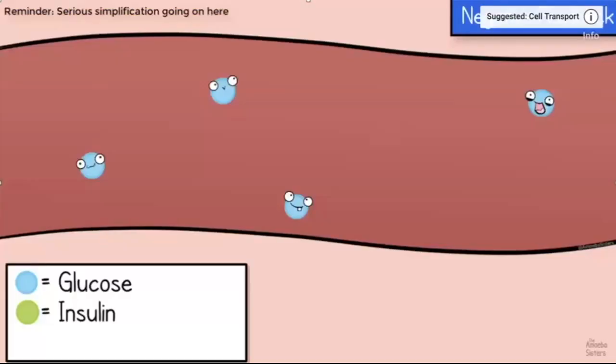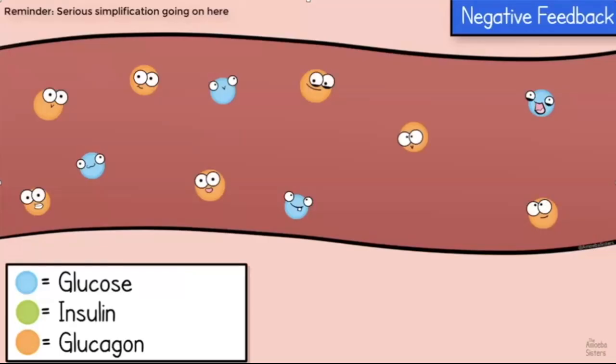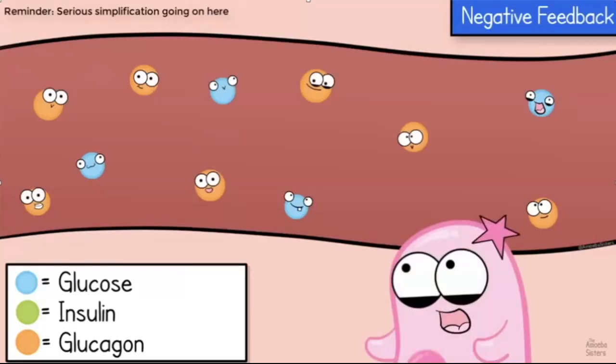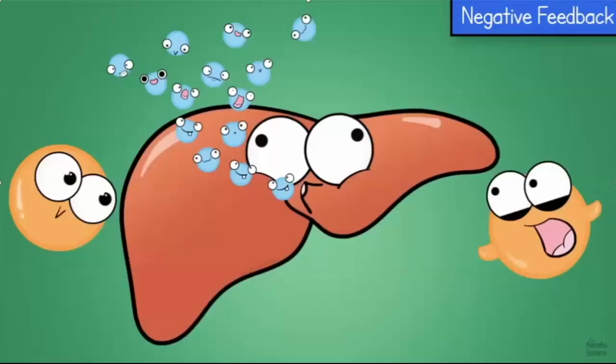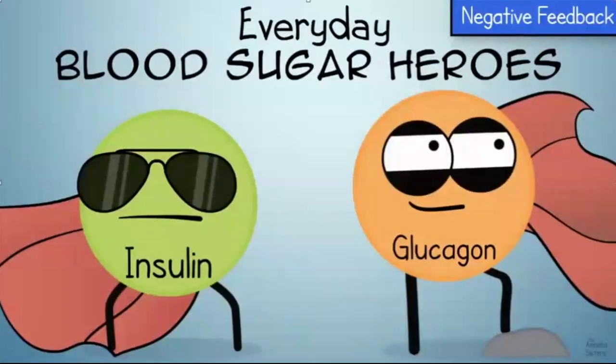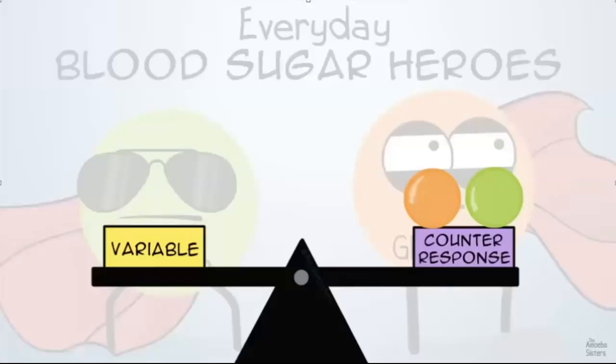On the flip side, if glucose is too low in the blood, a hormone called glucagon can be released. This hormone can have many effects, and one of them is that it can cause the liver to release glucose into the blood. There's more to the regulation of blood sugar than this, but you can see how this is negative feedback. You have counteracting responses here in order to keep homeostasis.